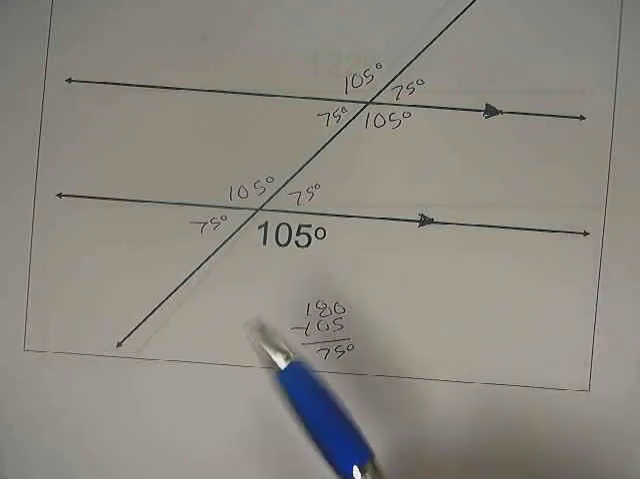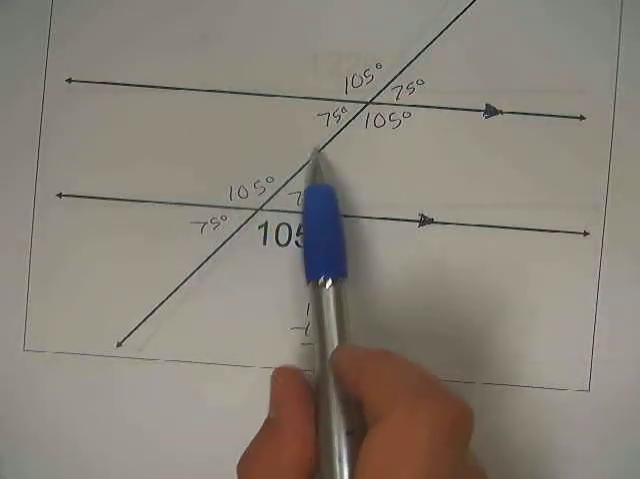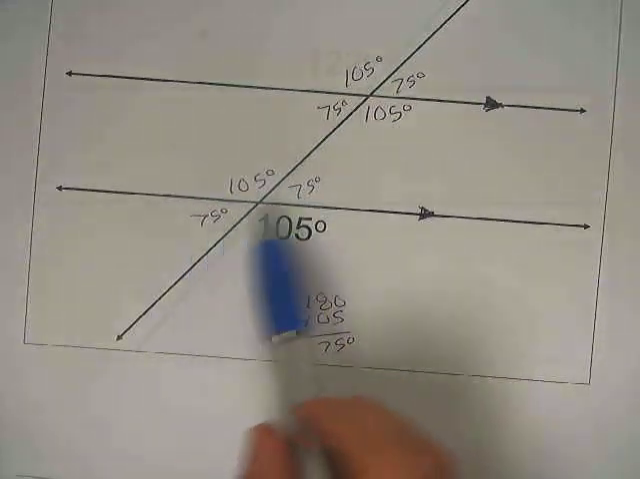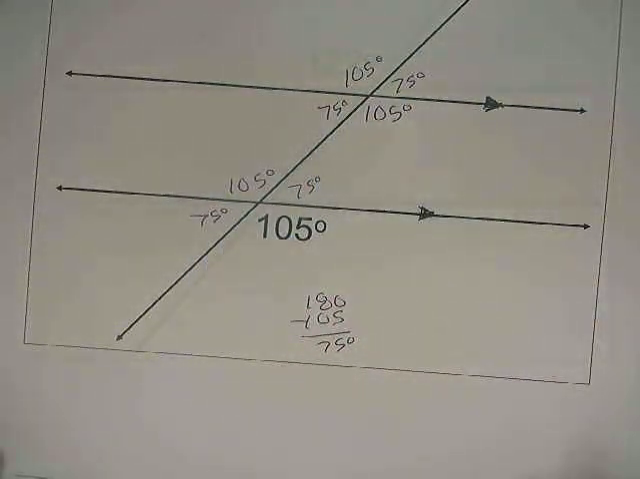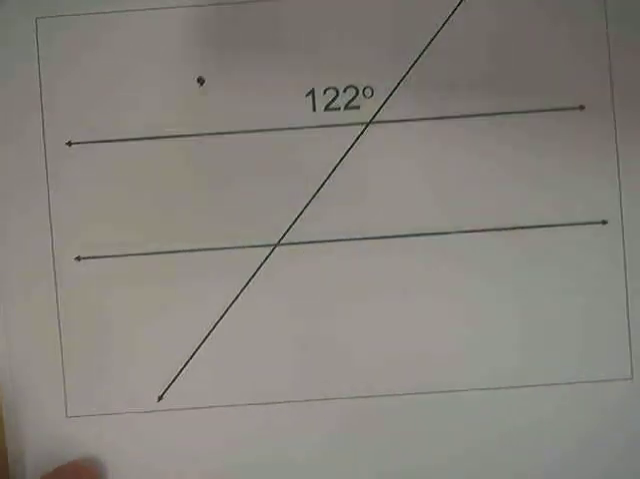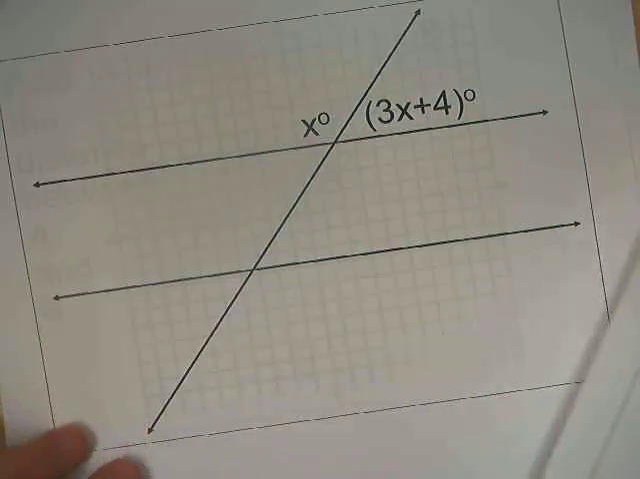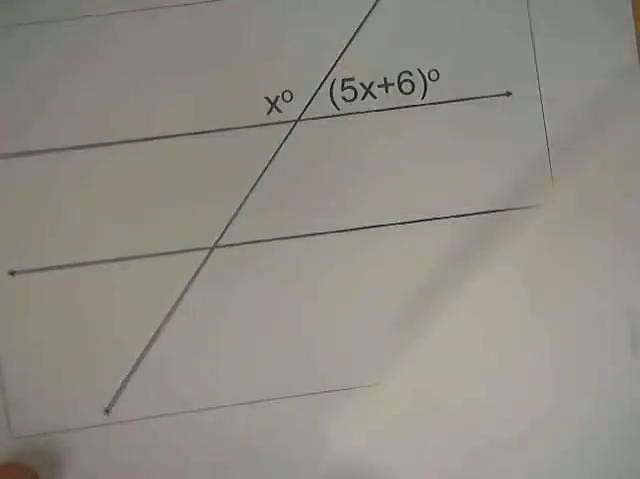You'll notice that all 8 of these angles, if these lines are parallel, are either congruent or they're supplementary. One way you could look at it is you could see these angles are obtuse angles, and these angles, the 75s, are all acute angles. One way you could look at it.